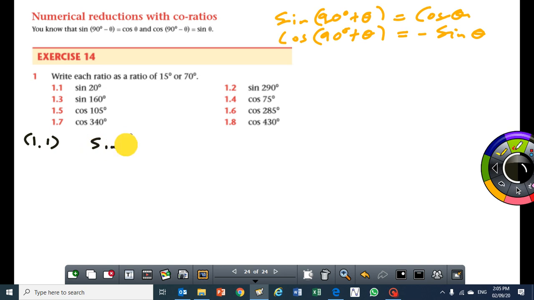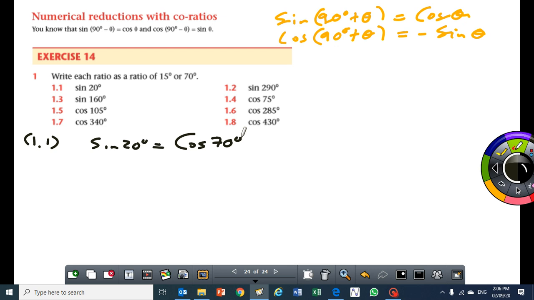Sine 20 degrees. This one here is so simple. Treat this 20 degrees as your theta. We are converting sine to what? To cos. So where there is theta, you put 20. 90 minus 20 gives you what? 70. This 20 degrees is like the theta there.